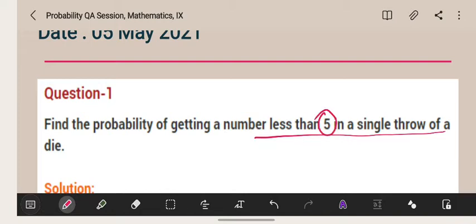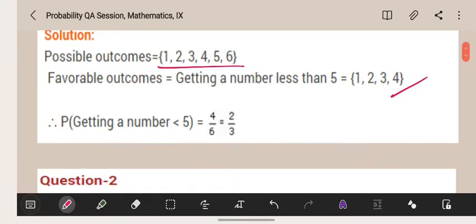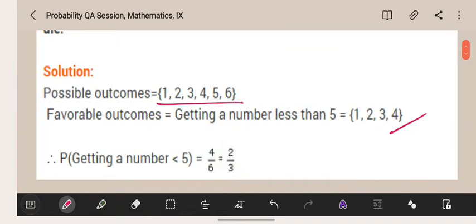First of all, you need to write all the possible outcomes and then find the probability using the empirical formula, that is, the experimental probability. The possible outcomes here are 1, 2, 3, 4, 5 and 6, and the favorable outcomes are getting a number less than 5, that is 1, 2, 3 and 4. So P of getting less than 5: the number of favorable outcomes is 4, so the probability is 4 by 6, which is 2 by 3. This is your final answer.